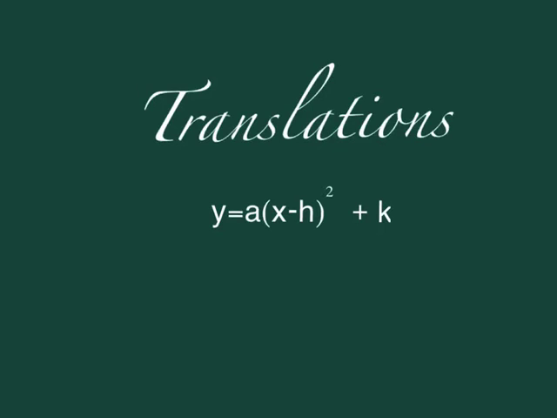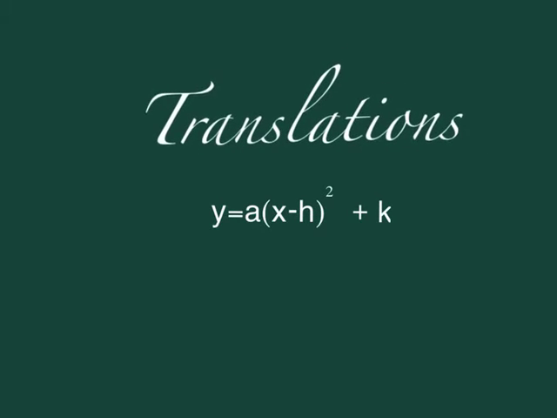First, I'm going to talk about the amazing things that are translations. Hopefully, we are all familiar with vertex form. y equals the quantity x minus h squared plus k. In vertex form, k is a constant, and the coordinates (h, k) are the vertex of the parabola.